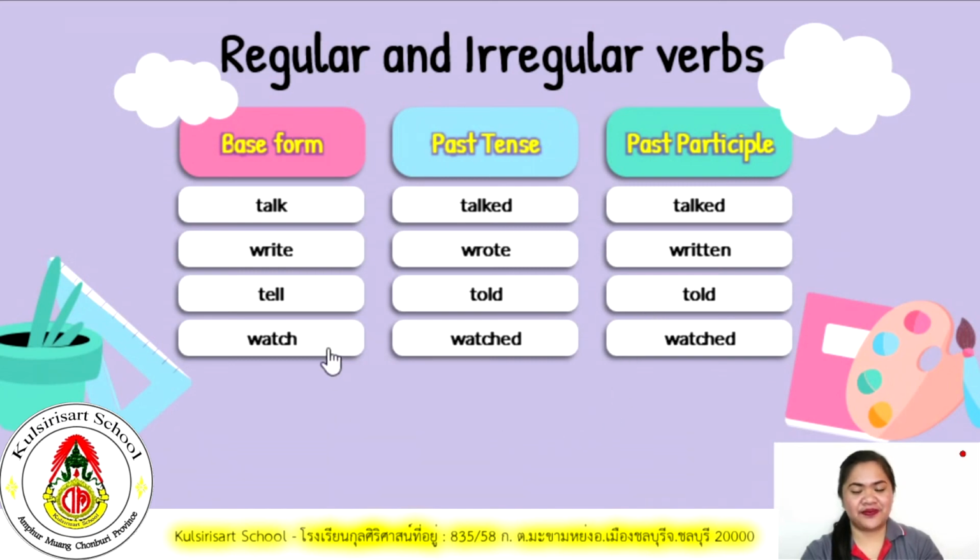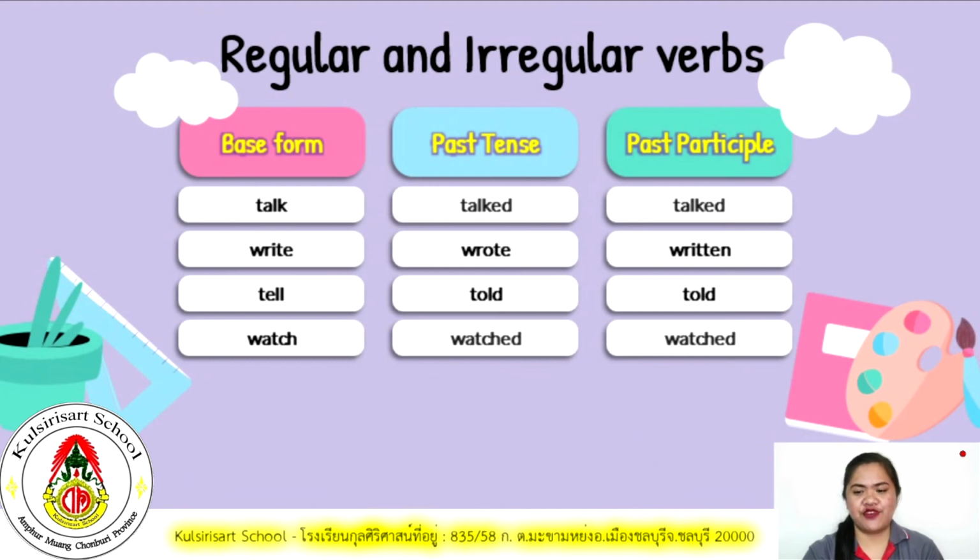Next, the word is watch. In the past tense, it will become watched, and in the past participle, it will become watched, the same as the past tense. Now, class, can you tell me which of these verbs are regular and irregular? Let's start with regular. Which do you think from these words are regular?